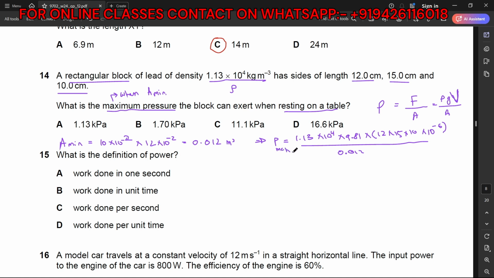And then if I use my calculator, 1.13 times 10 power of 4 into 9.81 into 12 into 15 into 10 into 10 power of minus 6, and then divide it by 0.012, it gives me 16.627, which means 16.6 kilopascals. So D comes out to be our answer for question number 14. Now, for question 15, it is asking us what is the definition of power. So power is work done per unit time, which is option D. So D makes sense for our question 15.